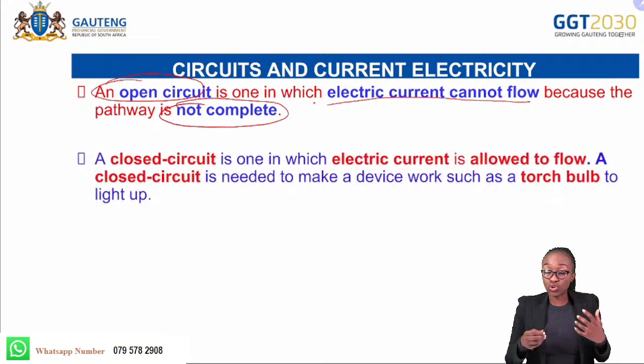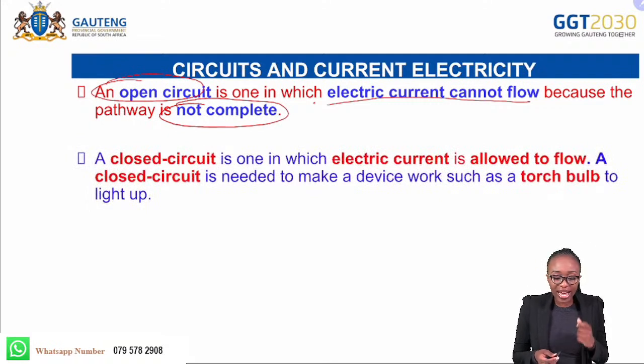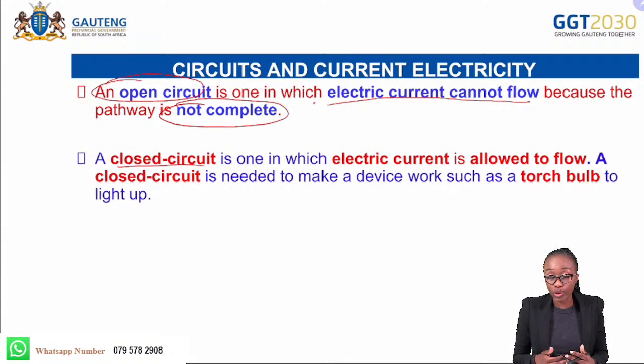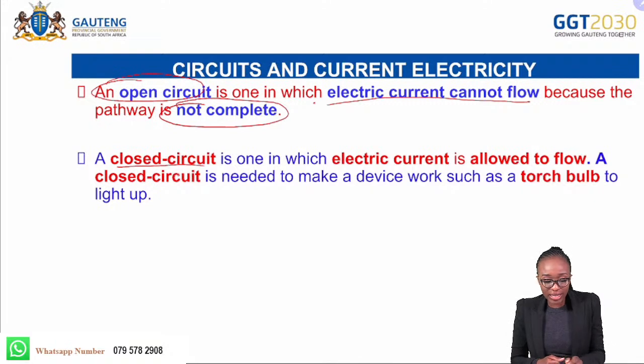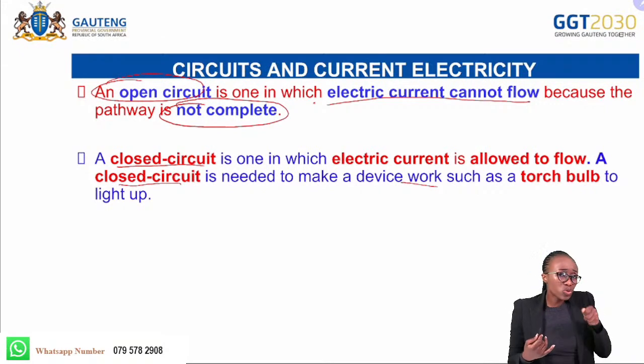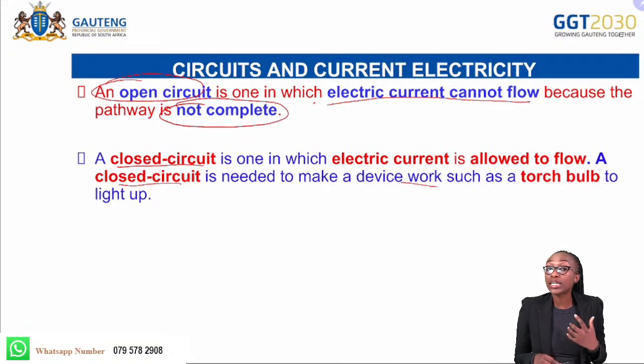Then the TV is not going to work. However, a closed circuit is one in which electric current is allowed to flow. A closed circuit is needed to make a device work, such as a torch bulb to light up. For your refrigerator to work, you need to plug it into the mains. For the TV to switch on, you need to plug it into the mains. For the torch to switch on and the torch bulb to glow, you need to have a complete circuit, a closed circuit.